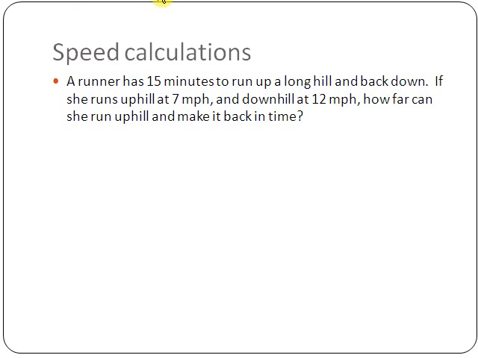All right. So let's go to one that's a little more complex here. A runner has 15 minutes to run up a long hill and back down again and get back to where she started. If she runs uphill at 7 miles per hour and downhill at 12 miles per hour, makes sense. How far can she run uphill and make it back in time?